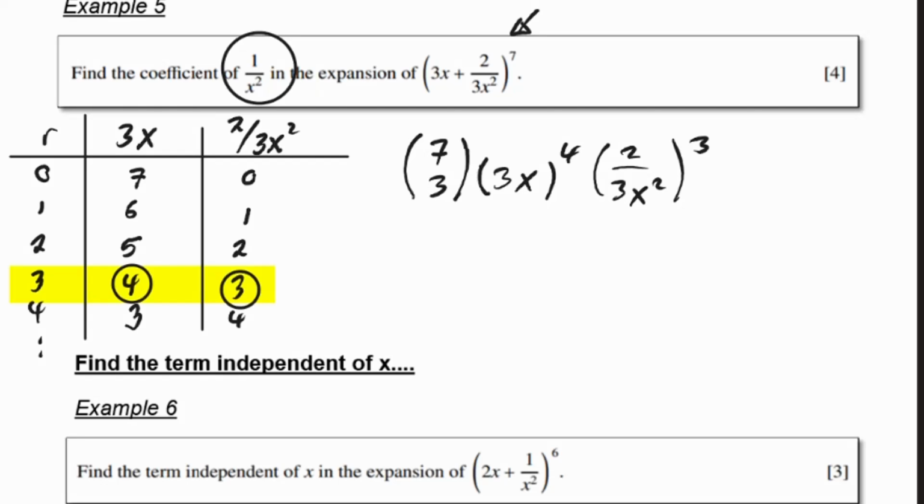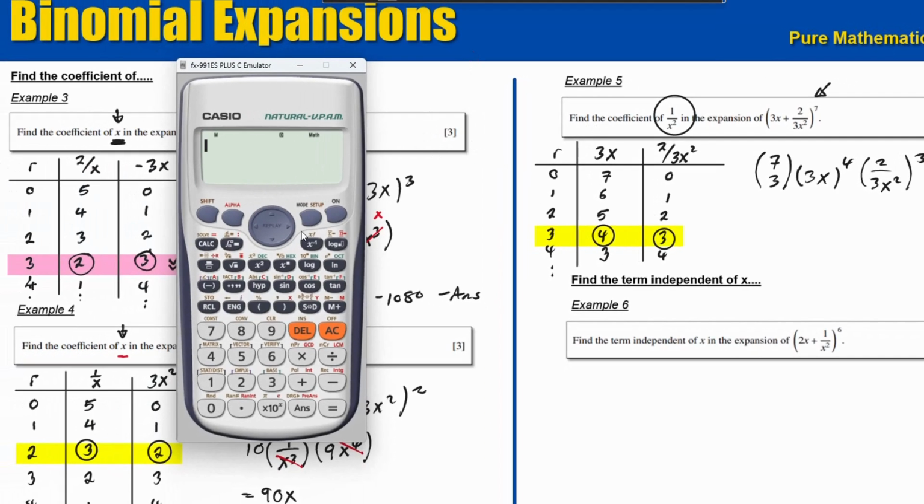So I'm going to do the calculation. All right, I'll use my calculator here. So we have 7 choose 3, and that's times 3 to the power of 4, and that's times 2 over 3, raised to the power of 3, and we get here 840.